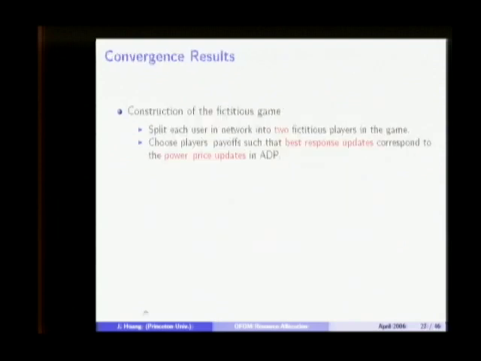So how do we use the result in our case? Well, first we have to construct a fictitious game. The way we do that is that we split each user in the ad hoc network into two fictitious players in the game. Then we choose the players' payoff functions such that best response updates correspond to the power and price updates. So this is by construction.